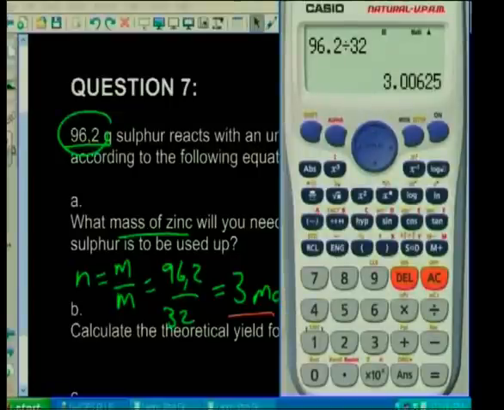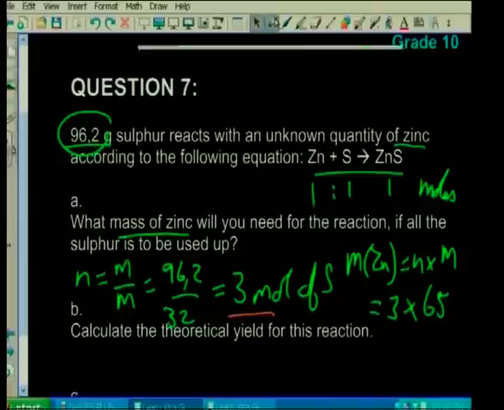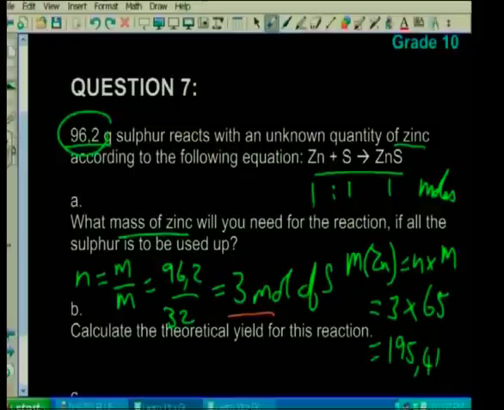So we're going to say 3 times 65. That will be the mass of zinc, 195,41 grams. Write it in over here: 195,41 grams of zinc is required. Now, the next part says calculate the theoretical yield. Yield is the mass of the product. Well, we know that if we've got 3 moles of reactants, and the ratio is 1:1:1, then we're going to expect 3 moles of zinc sulfide.